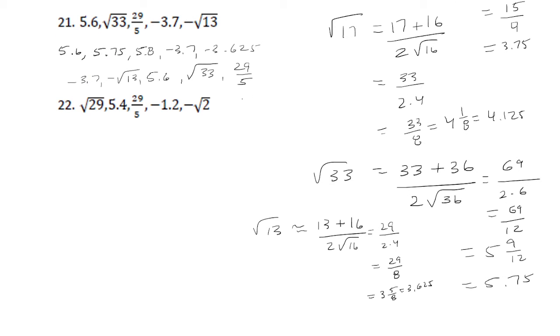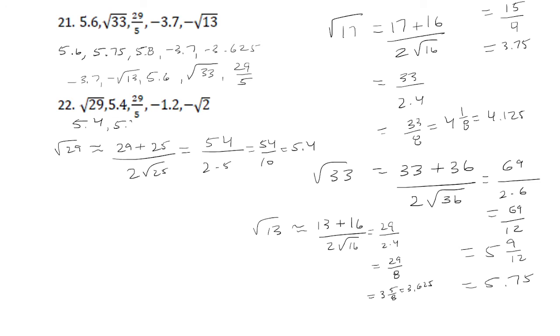Okay, last one. We're given the square root of 29. So this one will be the number itself plus the nearest perfect square. So it's between 25 and 36, so it's closer to 25. Over 2 times the square root of 25. This will be 54 over 10, and that's 5.4. So this is about 5.4. 29/5 is 5 and 4/5, which is 5.8.